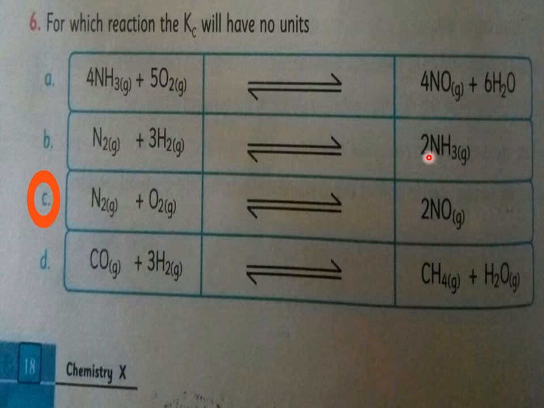So at the numerator we will have 2 mole per decimeter cube, and in the denominator we will have 4 mole per decimeter cube. So 2 divided by 4: 2 of the 4 mole per decimeter cube will cancel with this 2 mole per decimeter cube, and we will get 1 by 2 mole per decimeter cube. So this is also not suitable for this sixth question, because the right answer should have no unit.